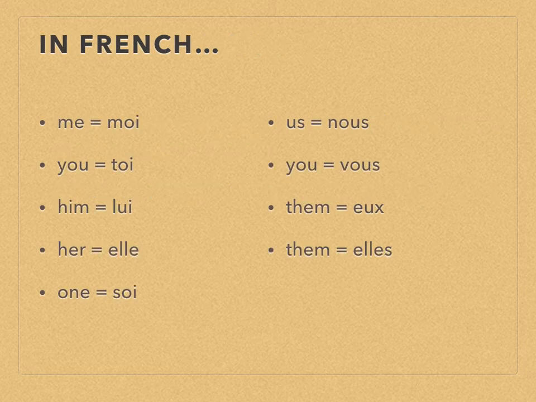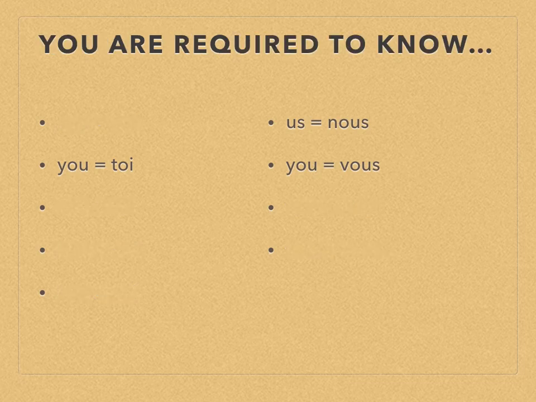Alright, so in French, we do have this full set of stressed pronouns. So you already know a couple of these. You know that me becomes moi, okay? Tu will become toi, and so on and so forth. Don't forget about this, though. Right now, you're only required to know 3 of these. These 3, in fact. Toi, nous, and vous.